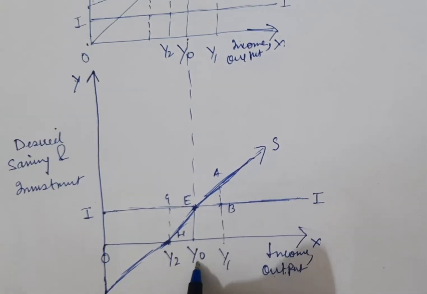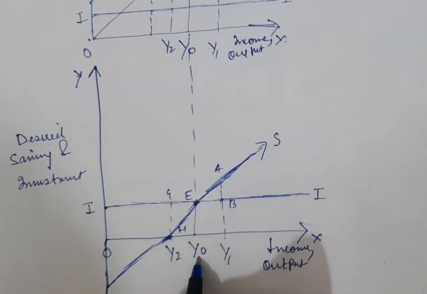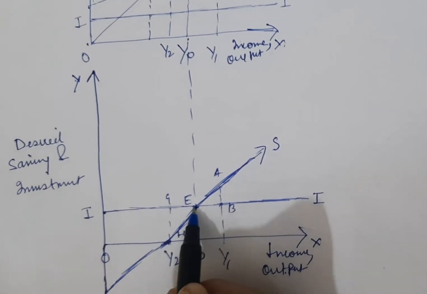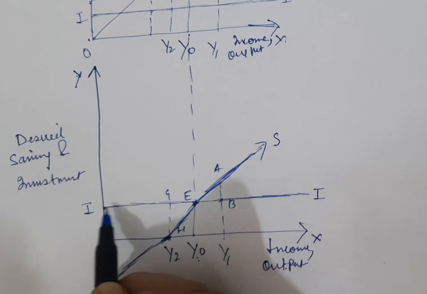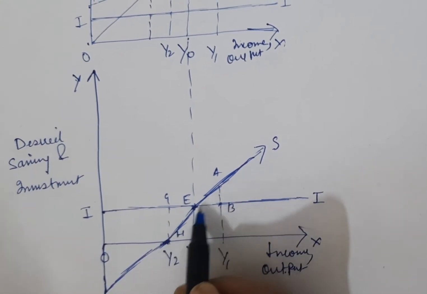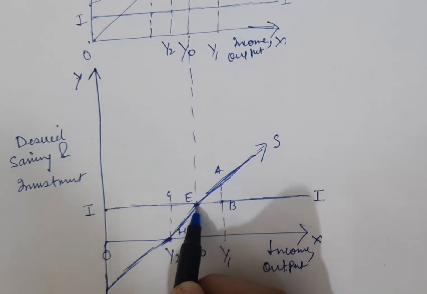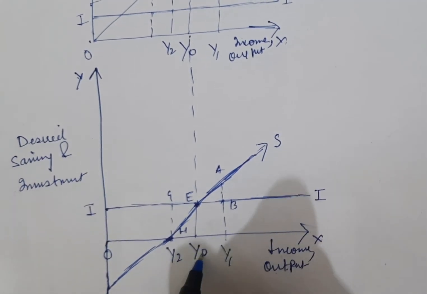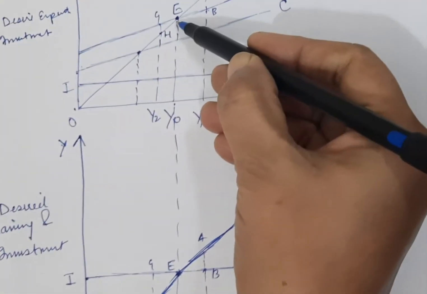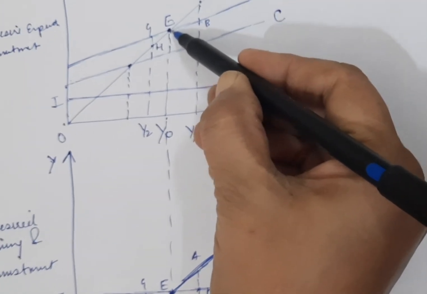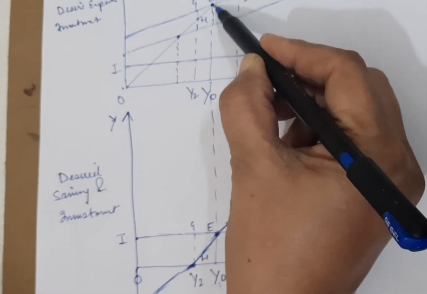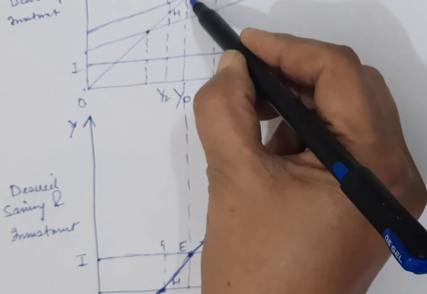This is the level of income OY0, corresponding to the point of intersection of the II curve and the SS curve. At this level of income, OY0, now we connect this to the top panel. The aggregate demand is equal to aggregate supply over here.